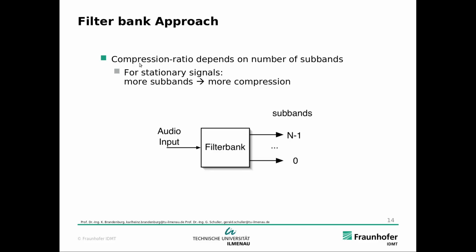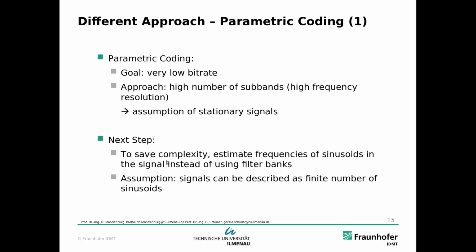Yeah, so in the filter bank approach, the compression ratio depends on the number of subbands. So for stationary signals, that means the more subbands we have, the more compression we get, right? So this is the compression gain, and the compression gain for stationary signals increases with the number of subbands.